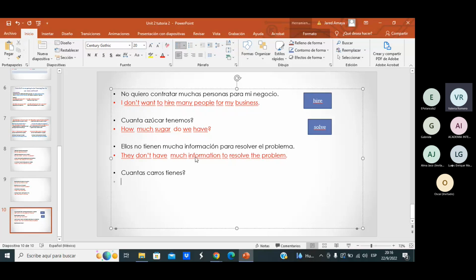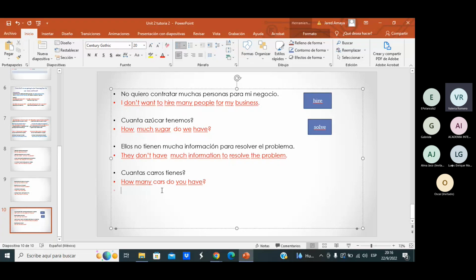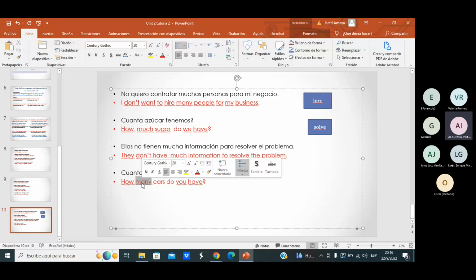How many cars do you have? Yeah, that's correct. But I would like to know, why are you using many and not much? Is the question... ¿por qué usa many y no much aquí? Solo quisiera saber que nos explique por qué usa many y no much.